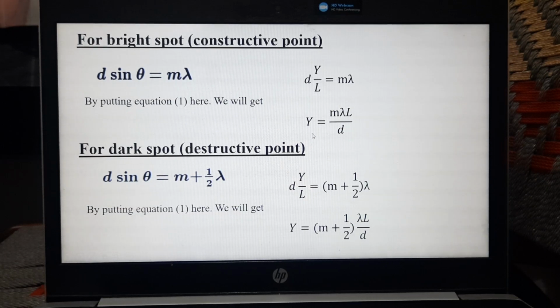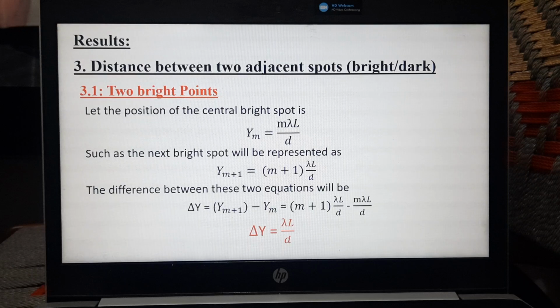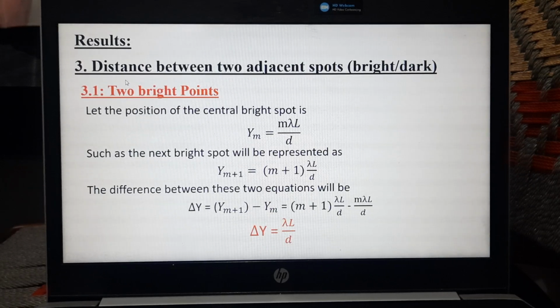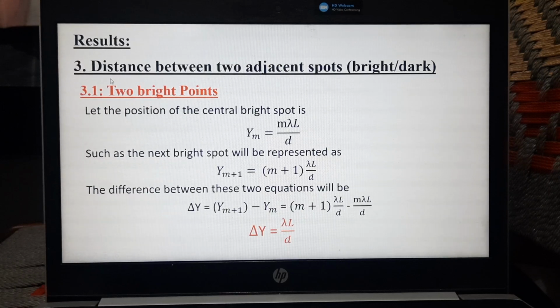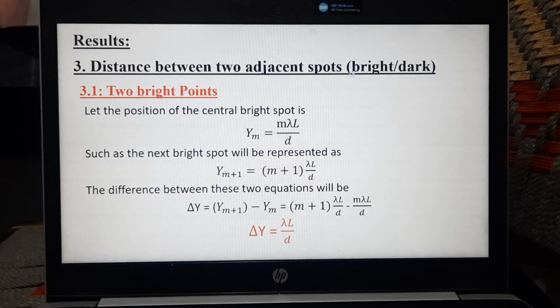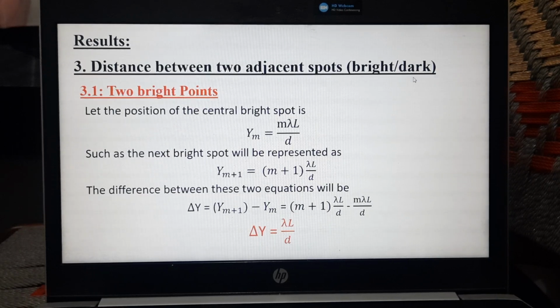So this is the distance of the bright spot from the central position, and this is the distance of the dark spot from the central position. This was the second result. The third result from the Young's double slit experiment is the distance between the two adjacent spots, either the bright one or the dark one. So first we have to calculate the two bright spots.